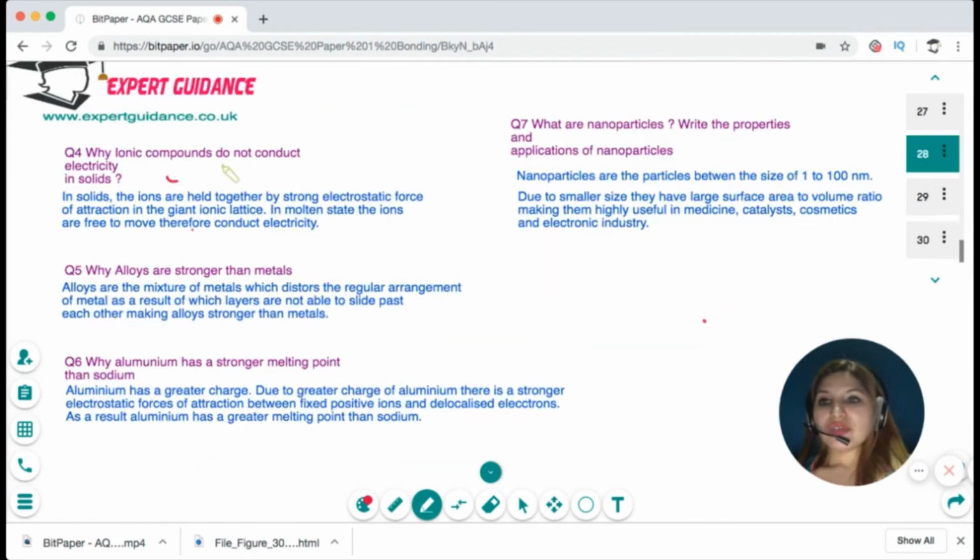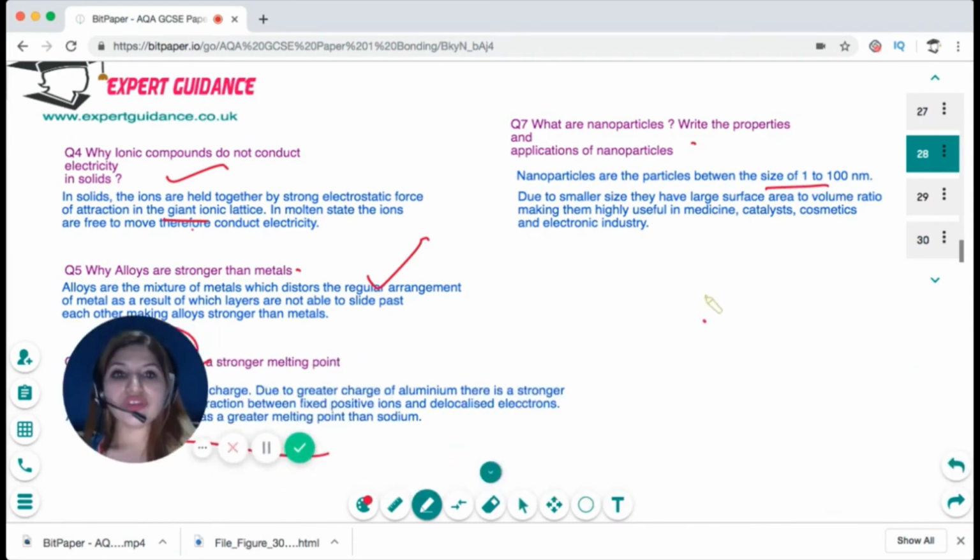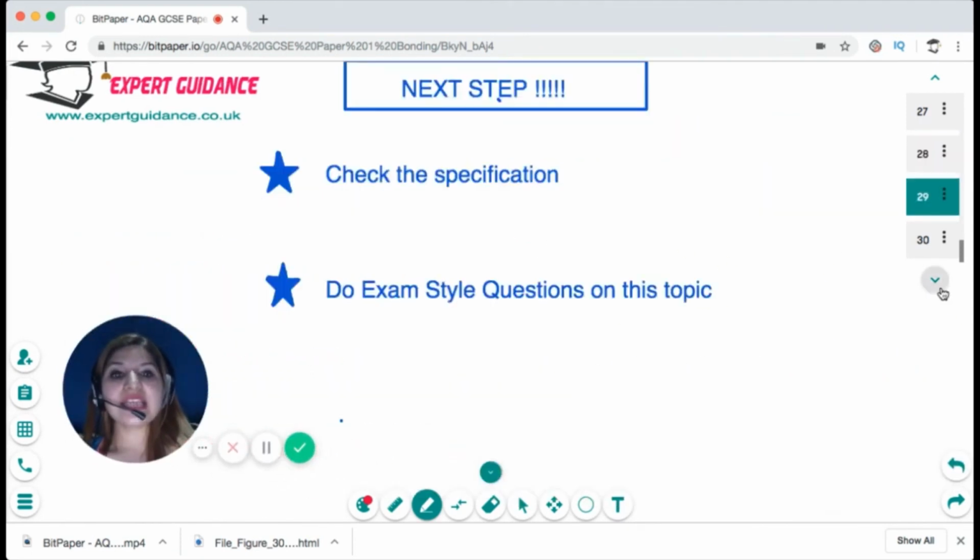Why do ionic compounds not conduct electricity in solid? Because in solids, the ions are not free to move. Alloys are stronger than metals because the different size atoms distort the regular arrangement, so the layers cannot slide past each other. Aluminium has a stronger melting point than sodium because of its greater charge. It has a greater number of electrons, so greater charge density, so stronger electrostatic force of attraction. Nanoparticles are particles of size 1 to 100 nanometers. Due to smaller size, they have a high surface area to volume ratio, making them useful in medicine, catalysts, cosmetics, and industry. Okay, so I hope this topic is clear to you.